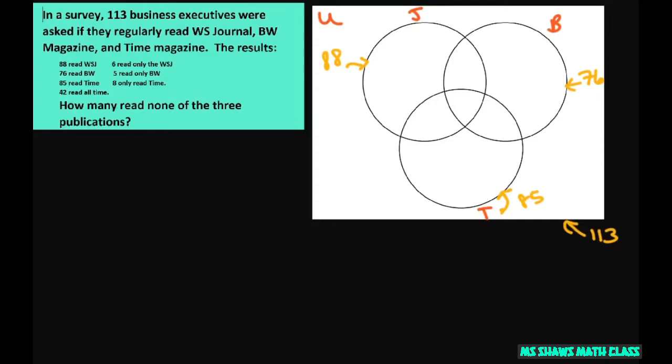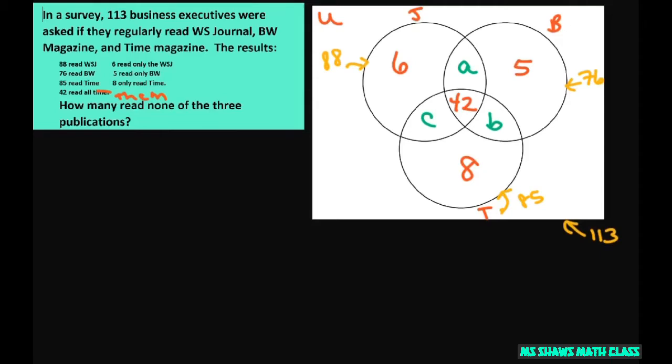However, it said that 6 only read the Journal, 5 for the Business Week, and 8 for the Times. And 42 read all of them, all 3. Now this should be all of them. So this is 42. What we're missing is this part here, which we've got to figure out: A, B, and C. Once we get our A, B, and C, we'll subtract all these numbers from our 113 total.